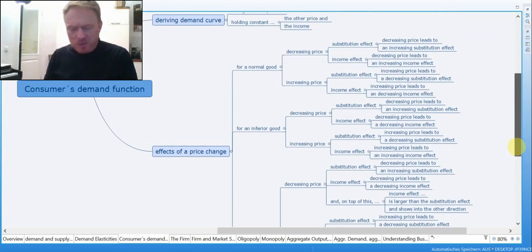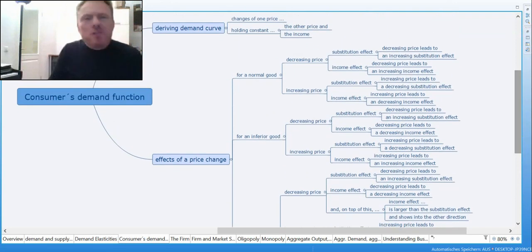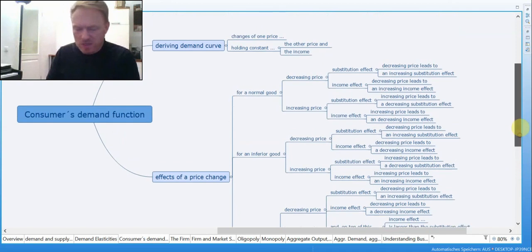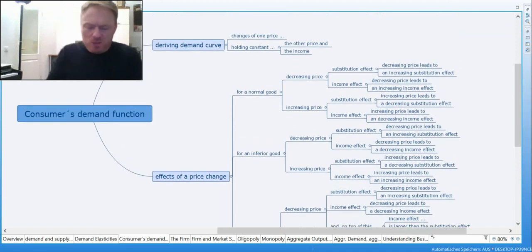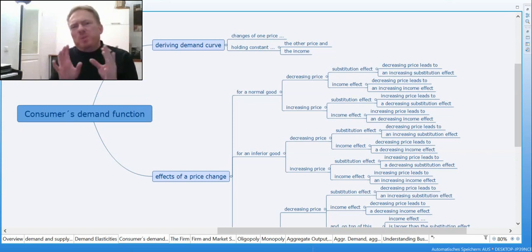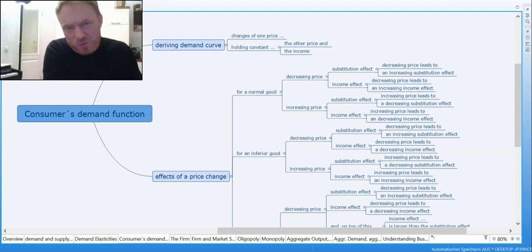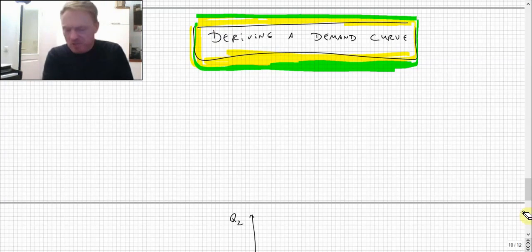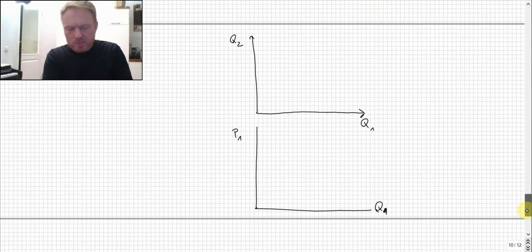Now, deriving a demand curve, we'll be doing this for a normal good. The normal good means that with the decreasing price, there's something to do with the substitution effect and the income effect. In this video, we won't consider so much substitution effect and income effect. That will be done in a different video, but here we will consider the derivation of the demand curve. Let's do that real quick.